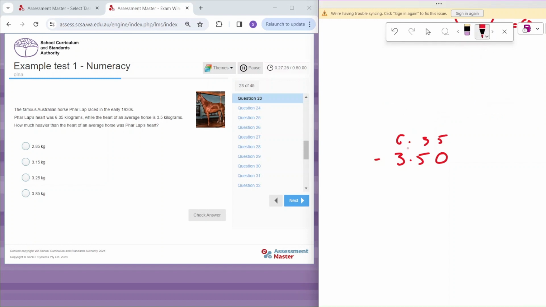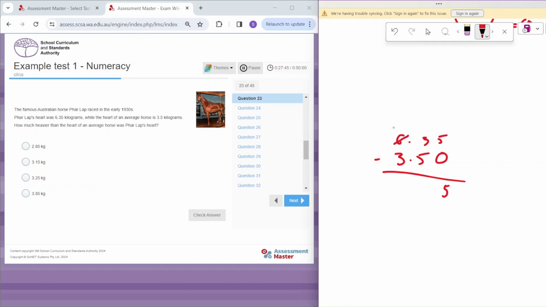Fantastic. So, how do we do a subtraction like this? Well, we do it vertically. We do 5 take 0 is 5. 3 take 5 we can't do, can we? 3 take 5 we can't do. That'll give us a negative. We can't use a negative here. So, we have to borrow.